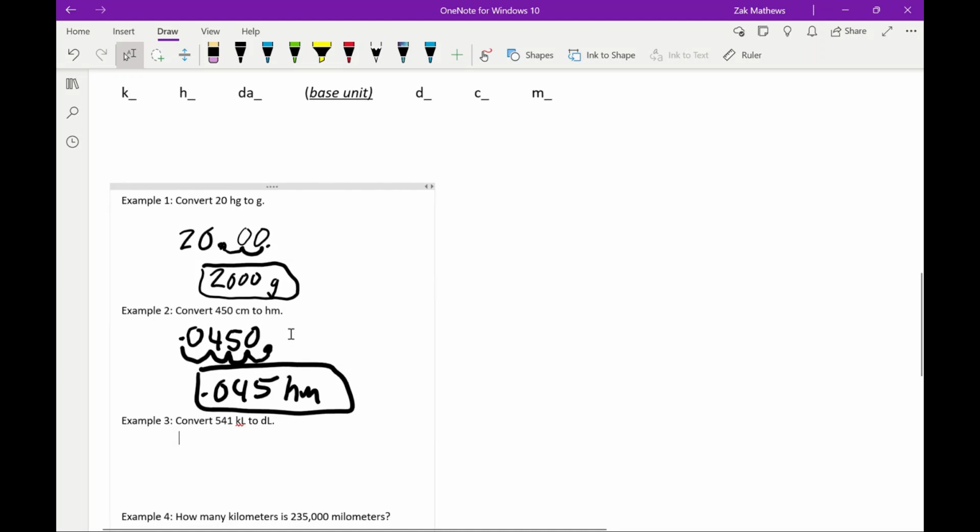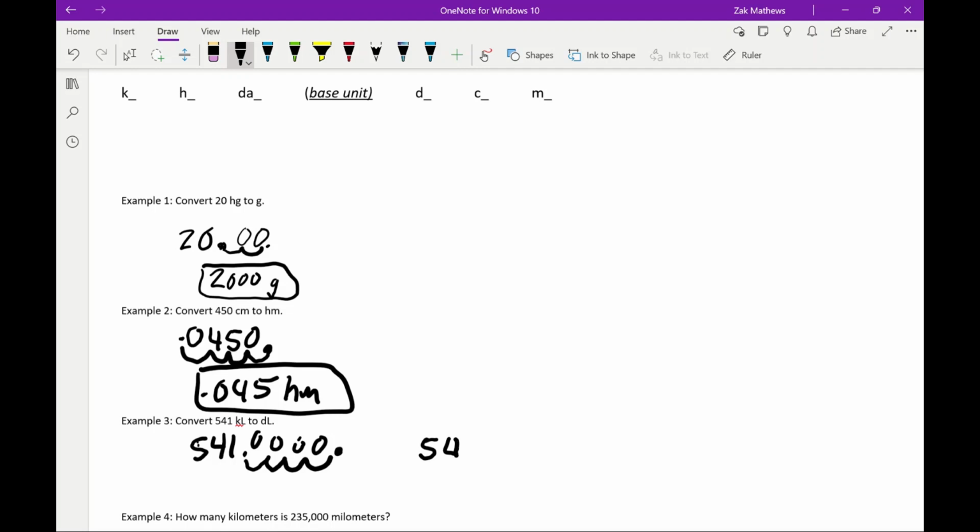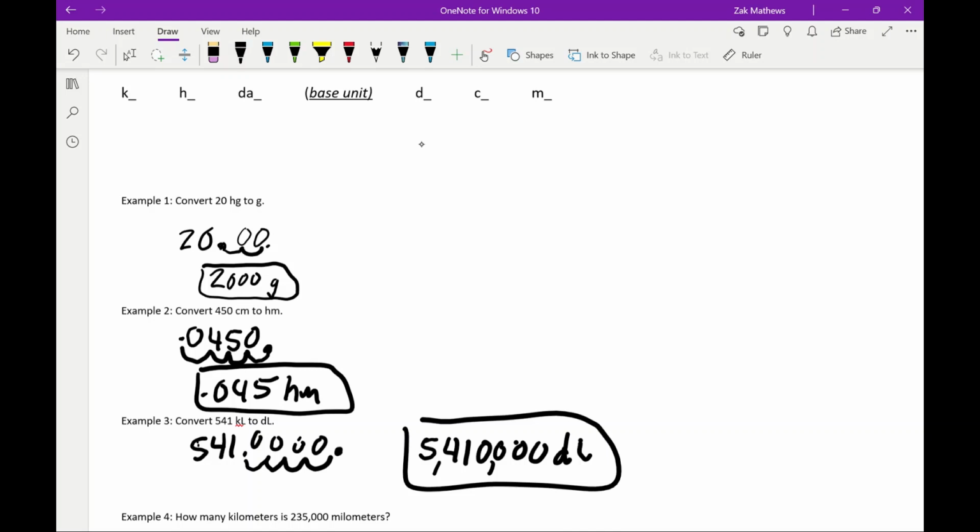Let's take another example. Let's take the 541 kiloliters and convert it to deciliters. Well, kilo, starting here, 1, 2, 3, 4. I have to move 4 units to the right. 1, 2, 3, 4. And that does mean I'll have to insert those 4 zeros. So we end up with the number, let me write it out first. Get my commas in there. We have 5,410,000 deciliters. And a kiloliter, quite large, deciliter is quite small, so that seems reasonable.